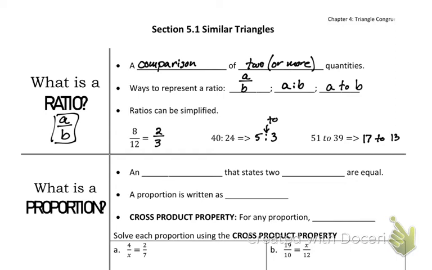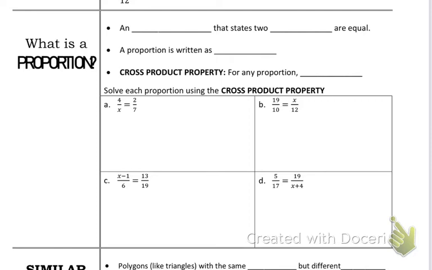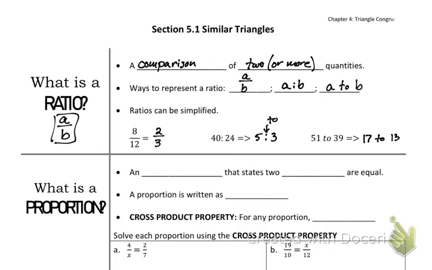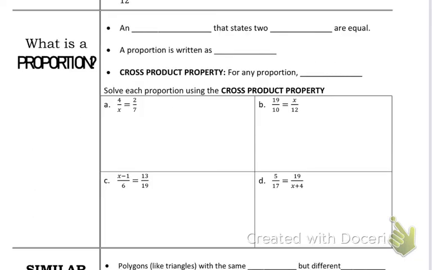Now we're going to build up to something called a proportion. We actually have proportions up here. You guys good? Yeah. All right, this right here is actually a proportion. So 8 over 12 equals 2 over 3 is a proportion. It is just an equation. So we have an equal sign. That's all equation means. It states 2 ratios are equal.